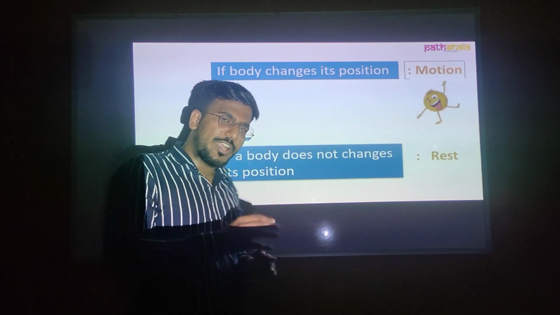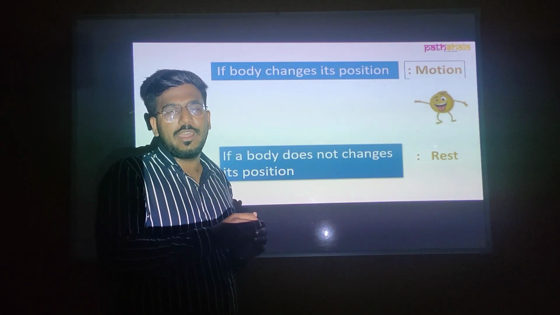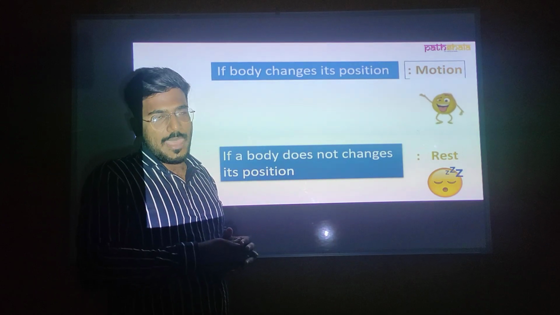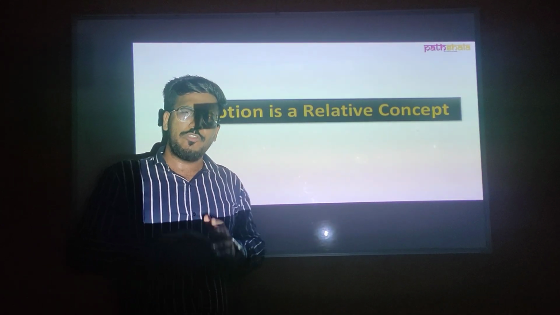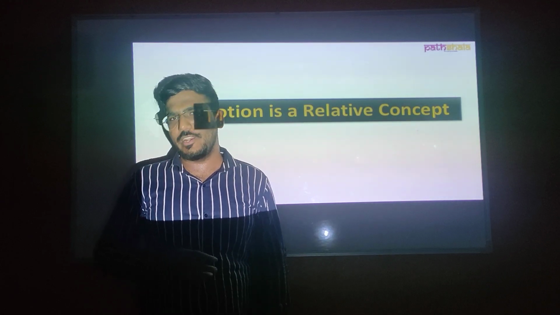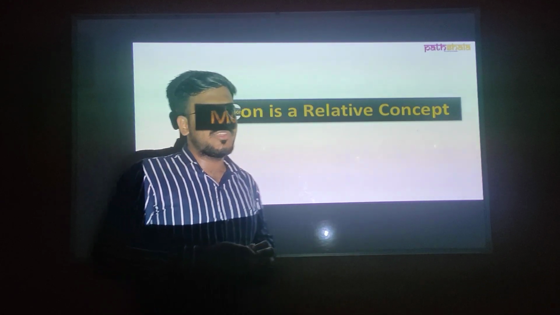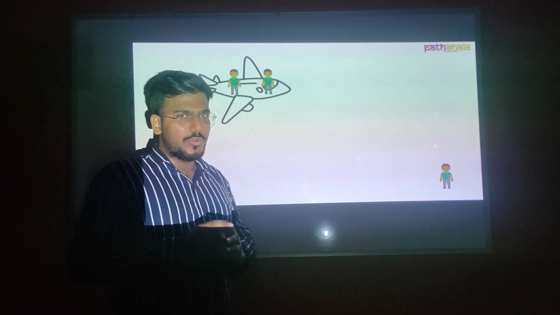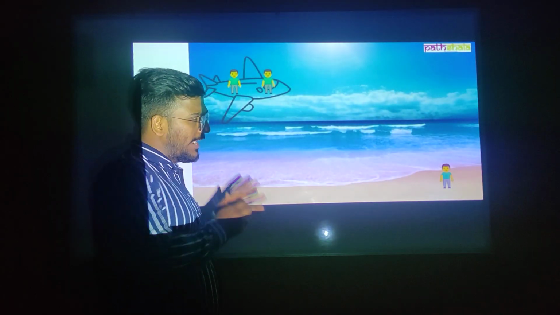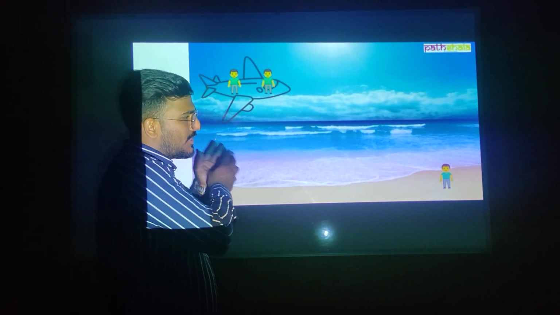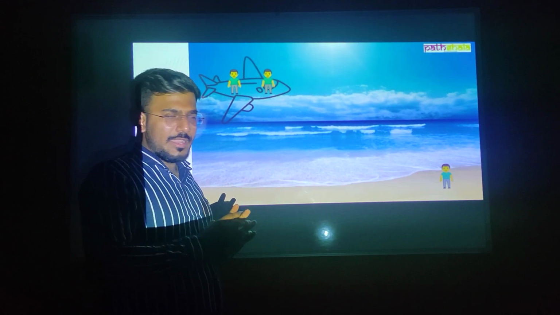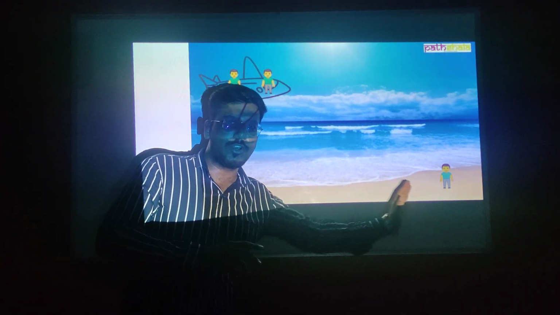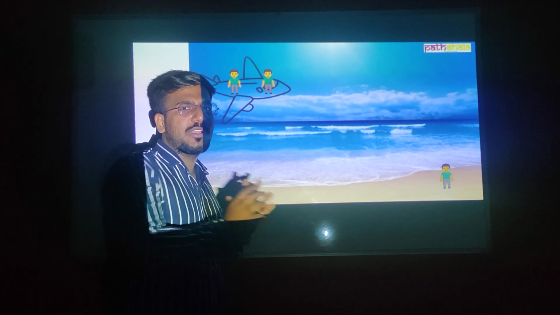Now children, let's try to club these two concepts together and frame one new concept, and that is called motion as a relative concept. So what do we understand by motion as a relative concept? For that, let's start with a very simple activity. Suppose three friends are there, and two friends are inside a jet. Two of them are traveling in this plane, and there is a third friend, or third observer, who is observing them from the ground.